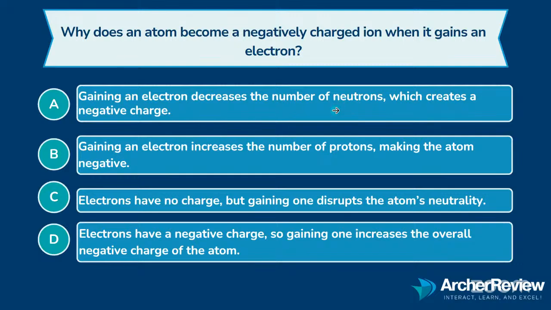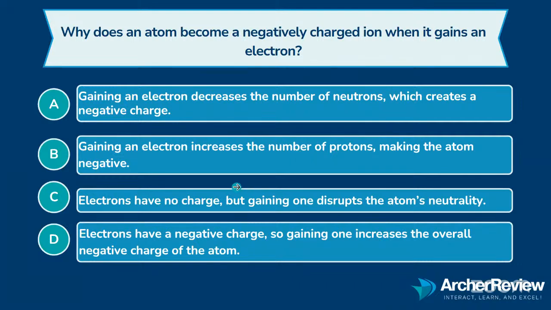Let's take a look at letter B. Gaining an electron increases the number of protons, making the atom negative. Again, gaining an electron has no impact on the number of protons. Those protons are going to stay the same. We're gaining an electron, and it does not impact the protons.